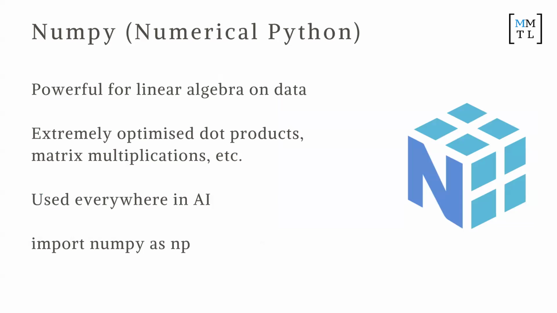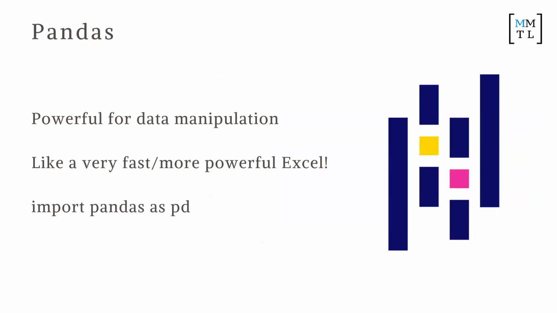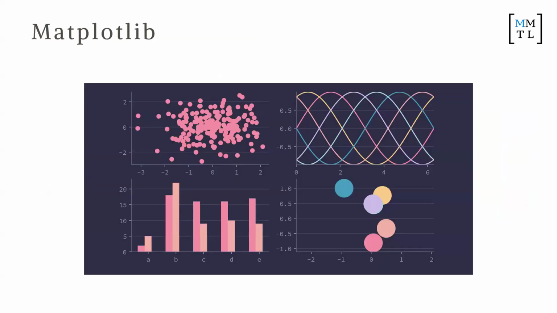Now, NumPy, just a quick note on this. It's very powerful for linear algebra on data. It has extremely optimized block products and matrix multiplications, if you recall from math. It's used literally everywhere in AI because it's, I think, like 1,000 times faster than most other libraries, which is a huge factor. Then you have Pandas, powerful for data manipulation: import pandas as pd. And then Matplotlib is really powerful for data visualization.